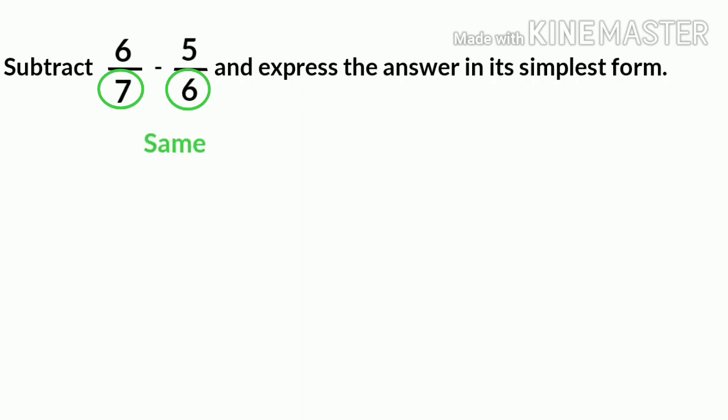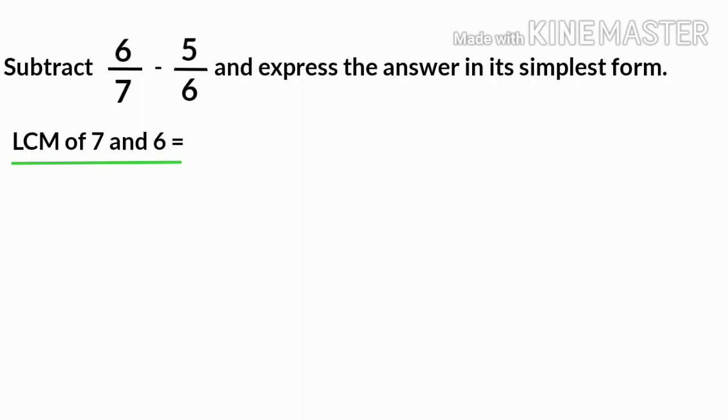And to make their denominators same, we will first find the LCM of the denominators 7 and 6. The denominators 7 and 6 do not have any common factors except 1. So, to find their LCM, we can simply multiply them instead of using common division method. That is, to find the LCM of 7 and 6, we simply multiply 7 by 6 because 7 and 6 do not have any common factors except 1. And 7 multiplied by 6 is 42. So the LCM of 7 and 6 is 42.